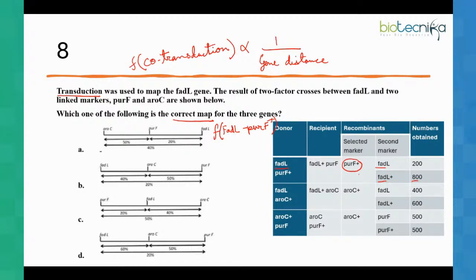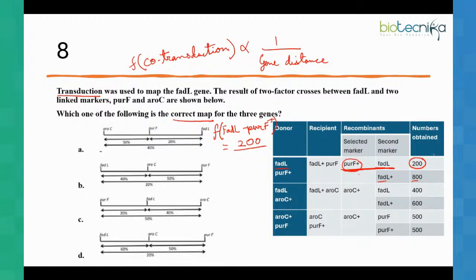So which class of cell you will consider? You will consider the cell which has got PER-F plus and FADL, not FADL plus. So this number will give you the co-transductant. These are the number of cells where these two in the same combination as present in donor has passed. So co-transduction frequency will be the number of cells which has received both the genes from the donor divided by total number of progeny. So total number of progeny, when you add it all up here.